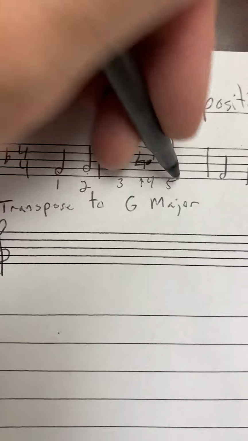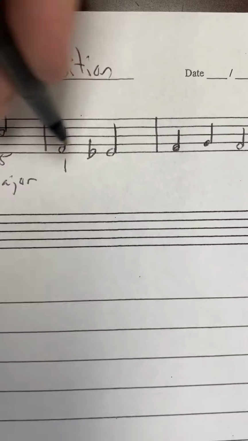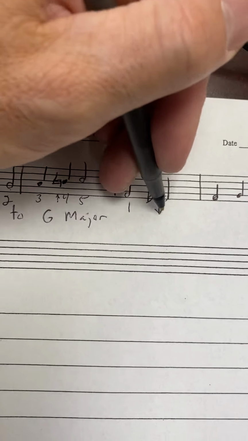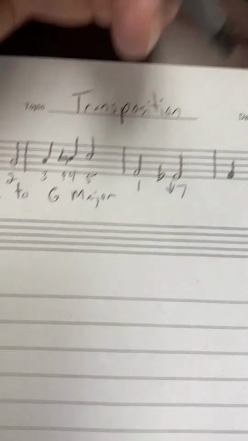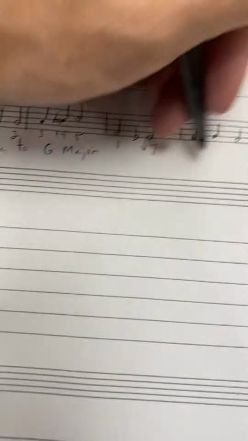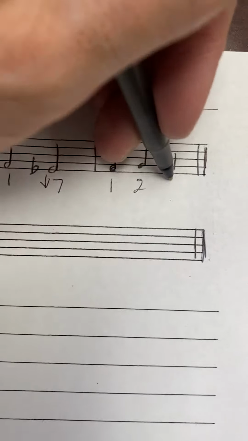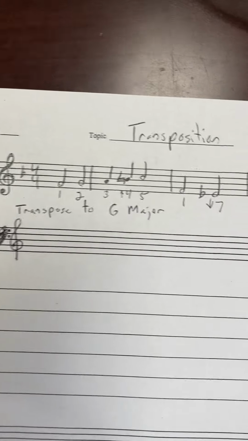And now scale degree 5. Scale degree 1. I lowered a natural note with a flat. So that's a lowered scale degree 7. It's right below 1, right? Remember 1, 2, 3, 4, 5, 6, 7, 1, 2, 3, 4, 5, 6, 7. Scale degree 1 or do, re, scale degree 2, and back to 1. So those are my scale degrees.